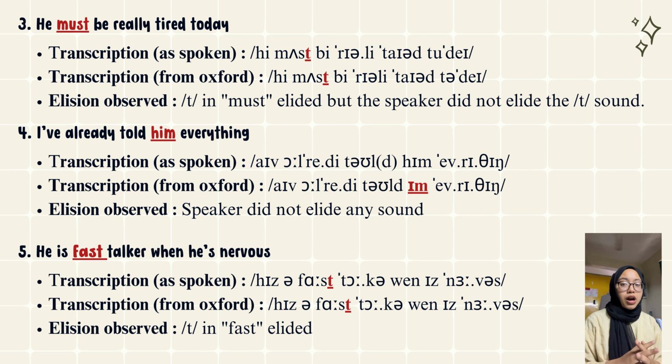So for task 2, out of 5 sentences, 4 show elision in at least one word. The most common patterns observed include dropping the t and k in consonant clusters, as well as dropping sounds before another consonant. The sentence "I've already told him everything" did not show elision, possibly because the speaker was focusing on clarity during reading. So that's the end of task 2 for participant 1.